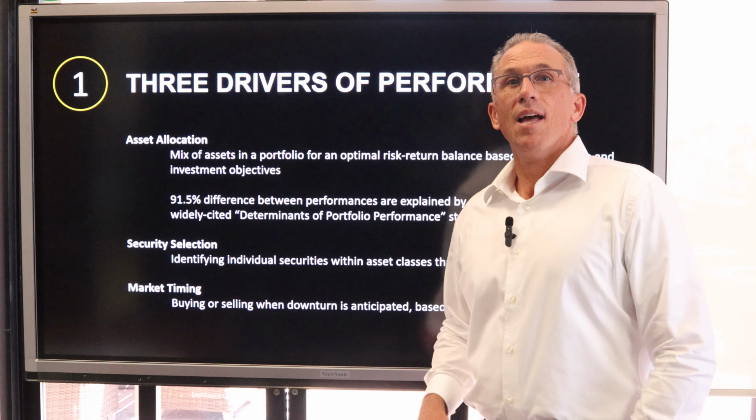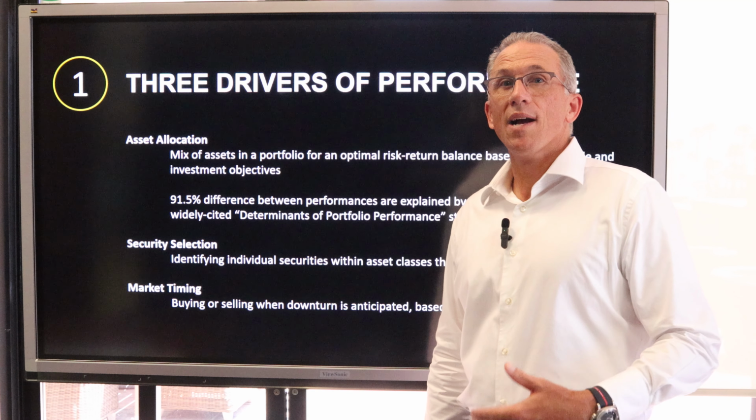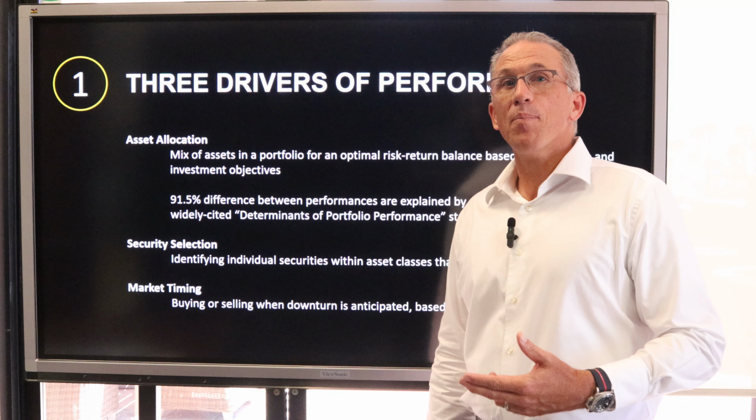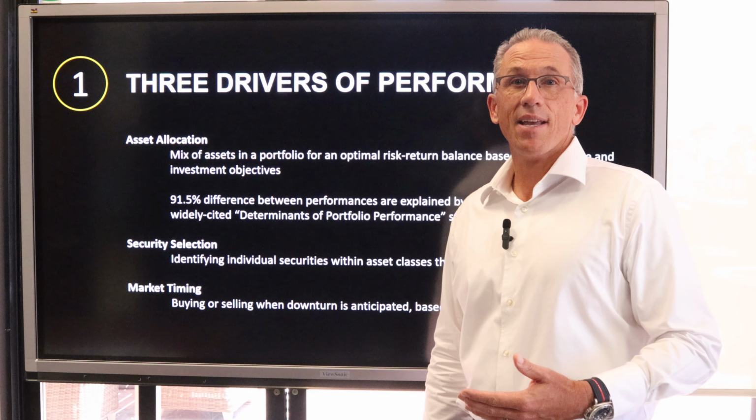Asset allocation. Asset allocation is the mix of assets to hold in a portfolio for an optimal risk-return balance based on a risk profile and investment objectives. According to most actual studies, 91.5% of the difference between portfolio performances is explained by asset allocation.